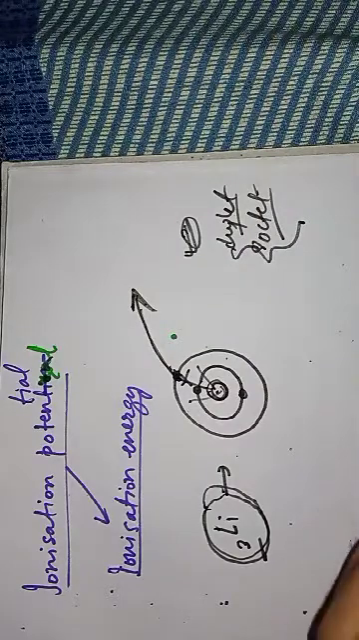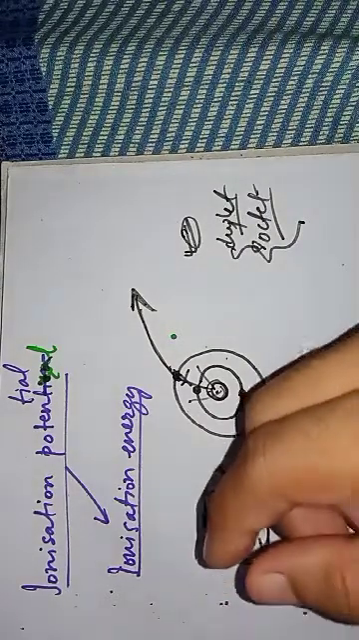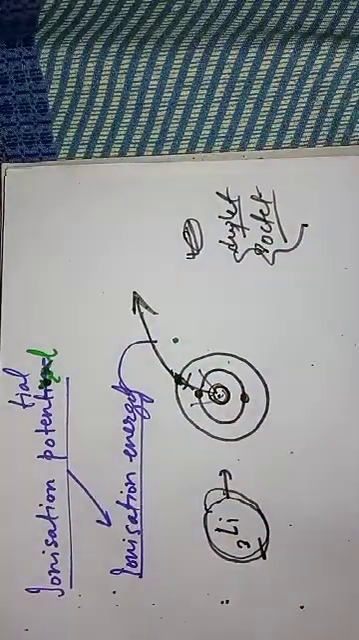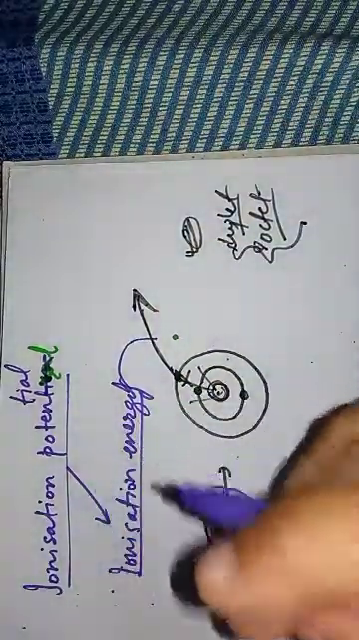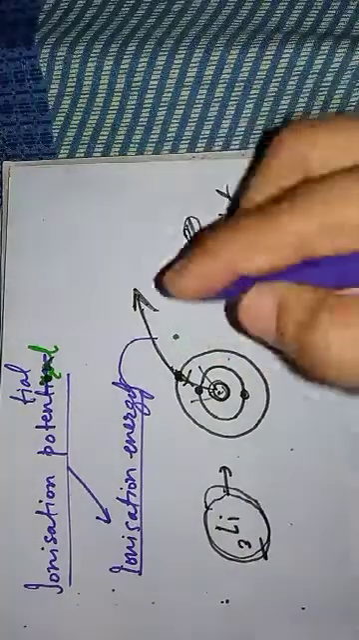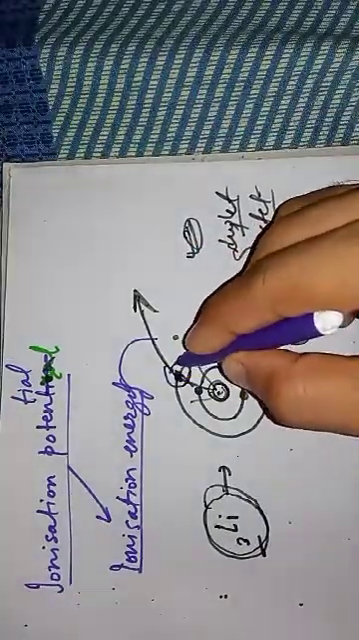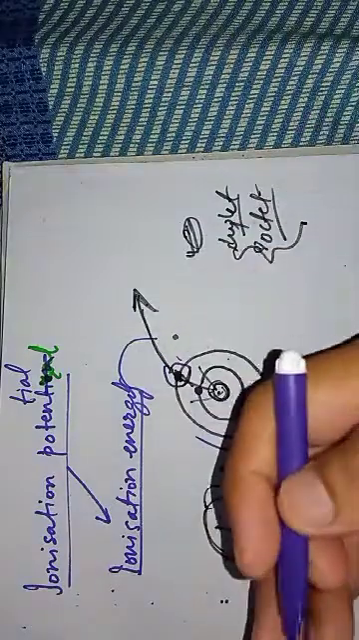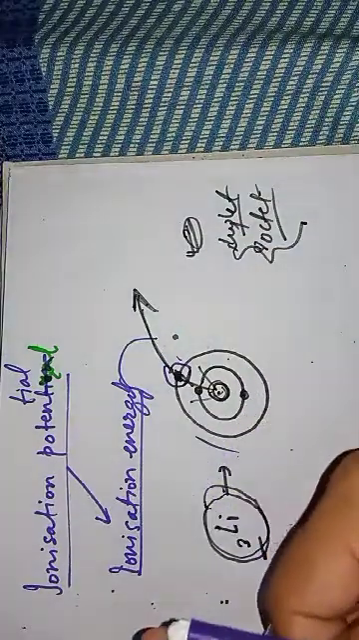You need energy, isn't it? And what is that energy? That is ionization energy. So ionization energy is the amount of energy required to remove an electron from the outermost shell of an isolated gaseous atom. This is the definition which you have to learn, and I hope you understood the concept.